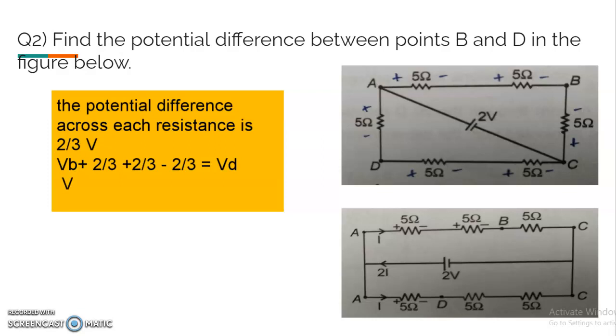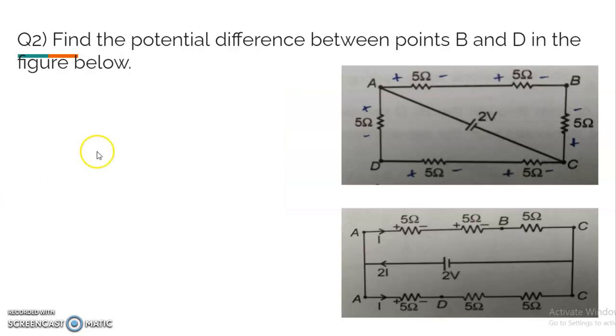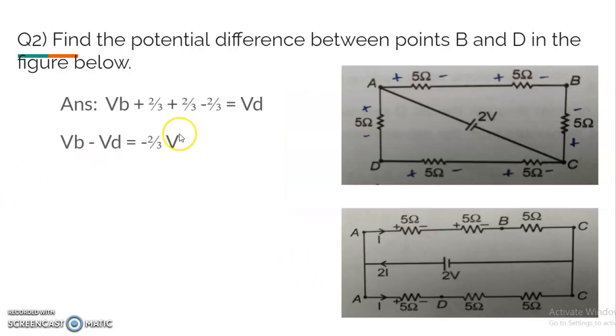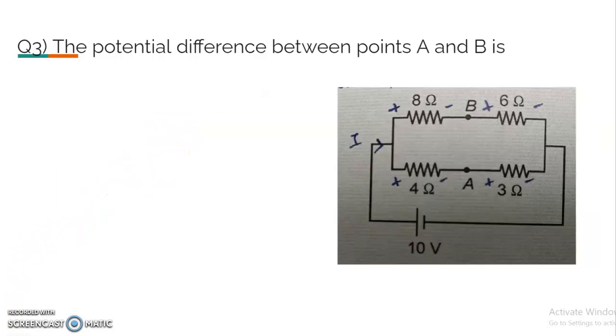So now VB minus VD will give us minus 2 by 3 volts. That's it. Okay. Now let us check the answer. Yes, we have got minus 2 by 3 volt. Now come on, let's move to the next question.